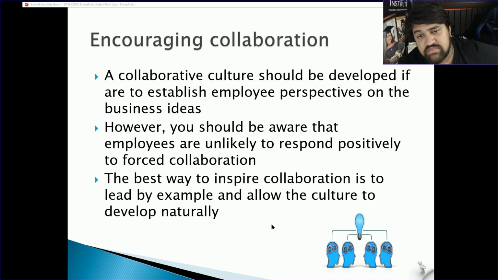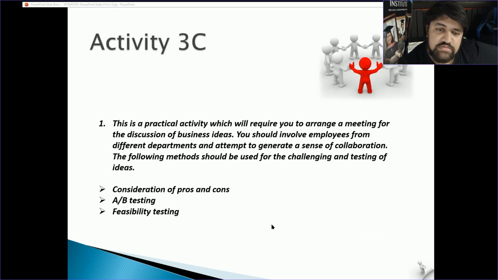Encouraging collaboration. A collaborative culture should be developed if you are to establish employee perspectives on the business ideas. However, you should be aware that employees are equally unlikely to respond positively to forced collaboration, so you need it to be natural. The best way to inspire collaboration is to lead by example and allow the culture to develop naturally, instead of forcing it. So you should involve employees from different departments and attempt to generate a sense of collaboration.